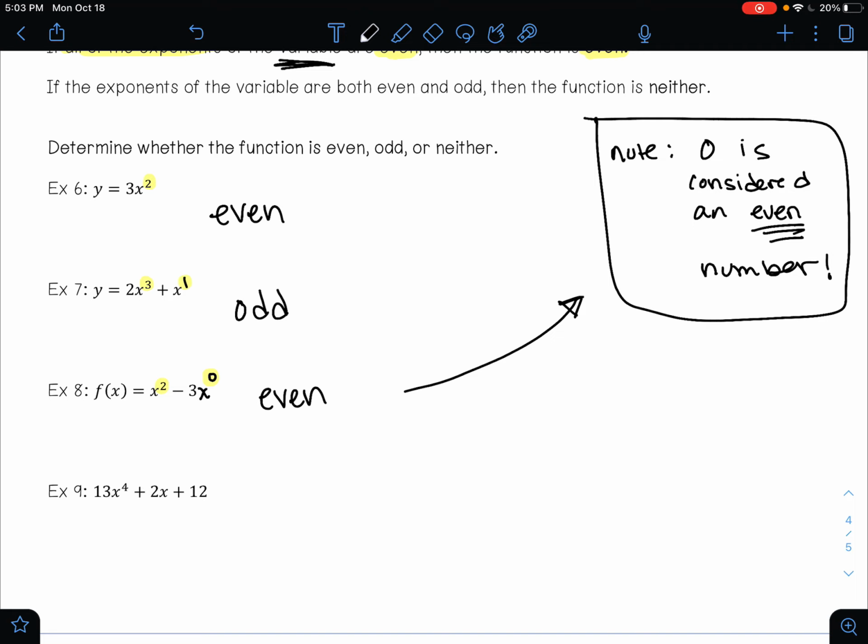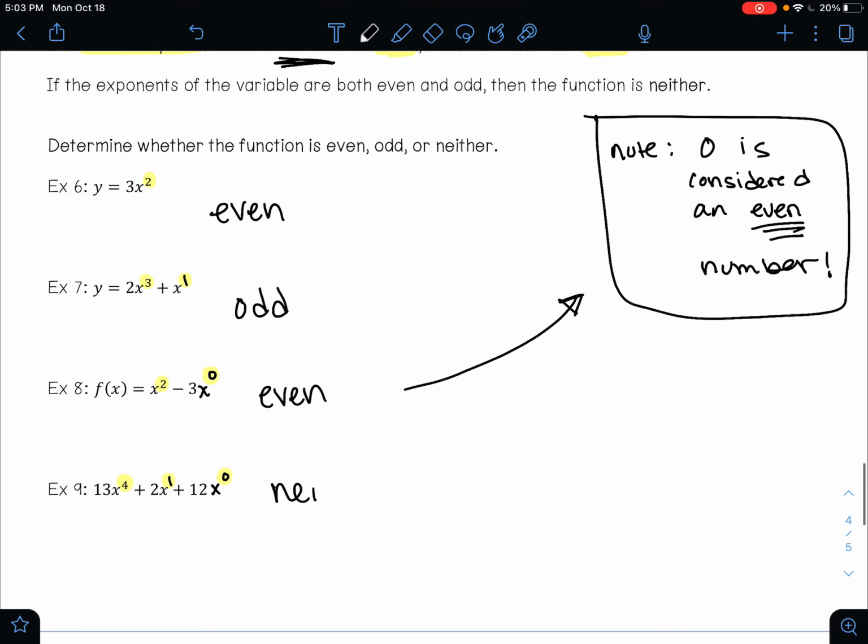And then on example 9, 13x to the 4th, there my exponent is 4, plus 2x. What is the exponent of x here? 1. Plus 12. What's your exponent for x here? Well, that's like x to the 0th power. So here my exponents are 4, 1, and 0. Even, odd, even. When you have a mixture, your answer is neither.